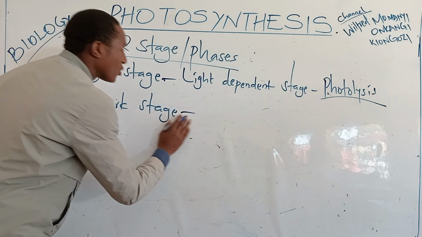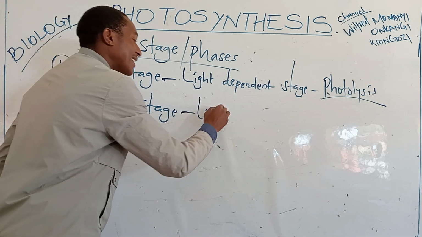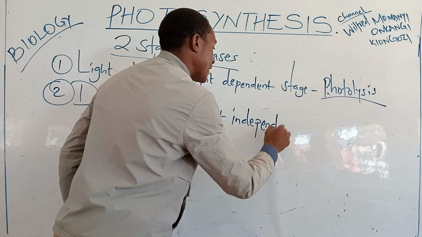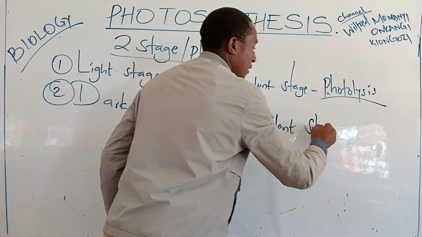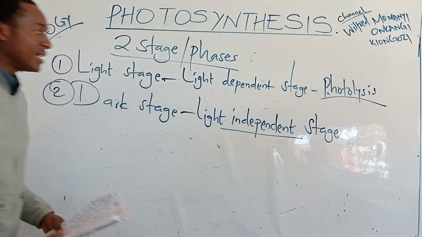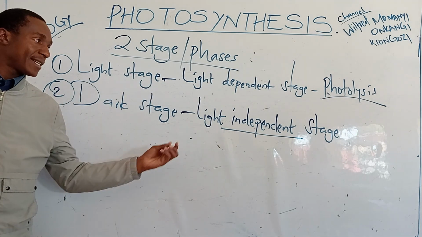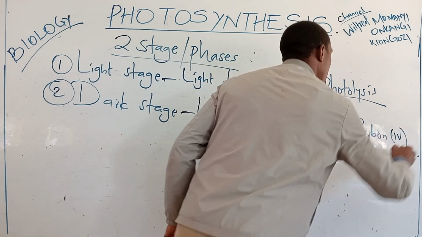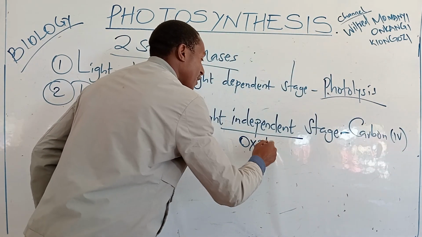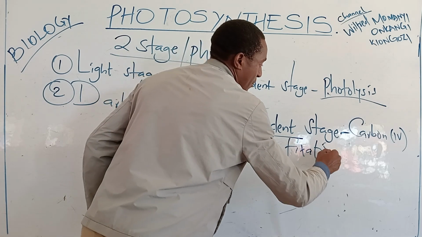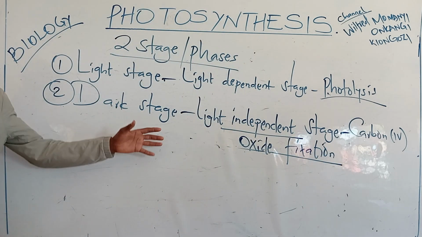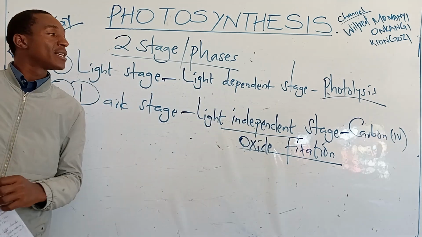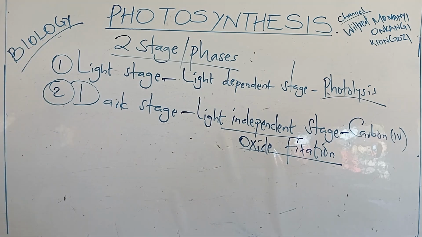Dark stage is also called light independent stage. Independent means doesn't depend on light. It is also called carbon dioxide fixation. I will tell you what is being fixed. Let us start with light stage or the photolysis stage of photosynthesis.